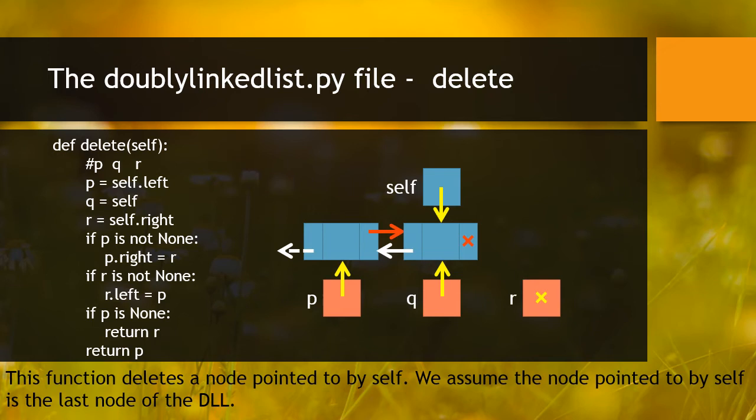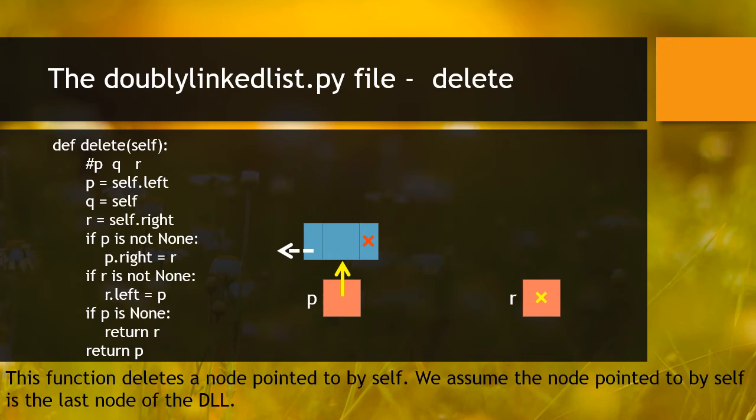If P is not none, this is true. P dot right should point where R is pointing. R is none. So P dot right will be none. If you look closely at the picture, you will realize that the node pointed to by self is not being pointed to by any node of the doubly linked list, and it has been deleted. Remove it out of the picture. This is what you get.